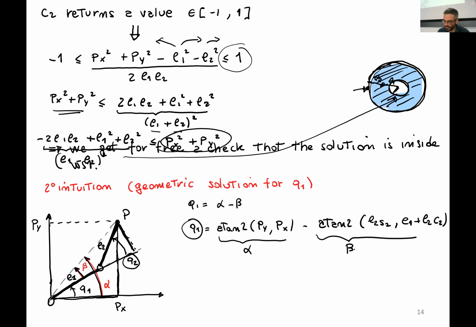And we need to take care of the fact that this will provide a value between minus pi and pi, but the sum of them might not be inside minus pi and pi, so you need to remap the result in minus pi to pi. So if it's bigger than pi, you take into account the equivalent angle inside minus pi to pi. And this is the elbow up, elbow down solution that we discussed.